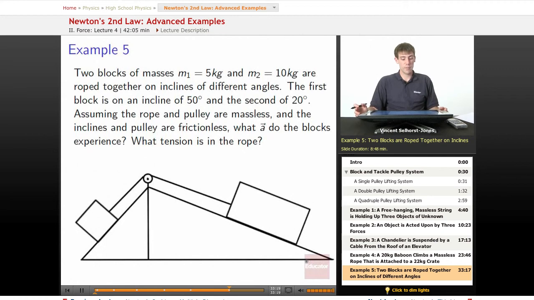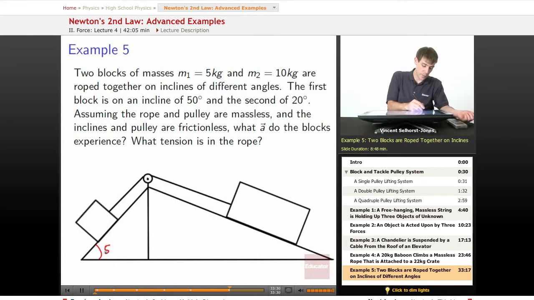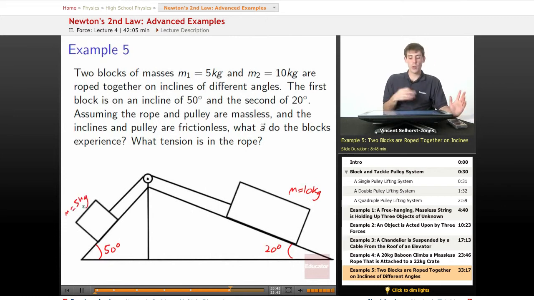Two blocks of masses m1 equals 5 kilograms and m2 equals 10 kilograms are roped together on inclines, both having different angles. The first block's on an incline of 50 degrees, and the second block's on an incline of 20 degrees. Assuming the rope and pulley are massless and the inclines and pulley are frictionless, what acceleration will they experience? What must be the tension in the rope?